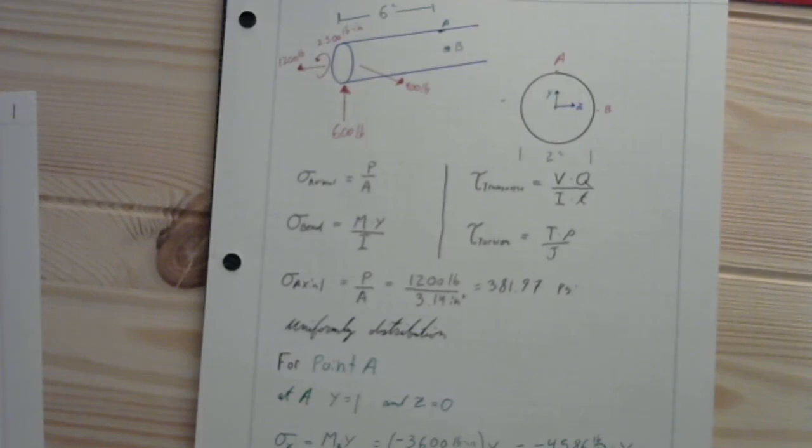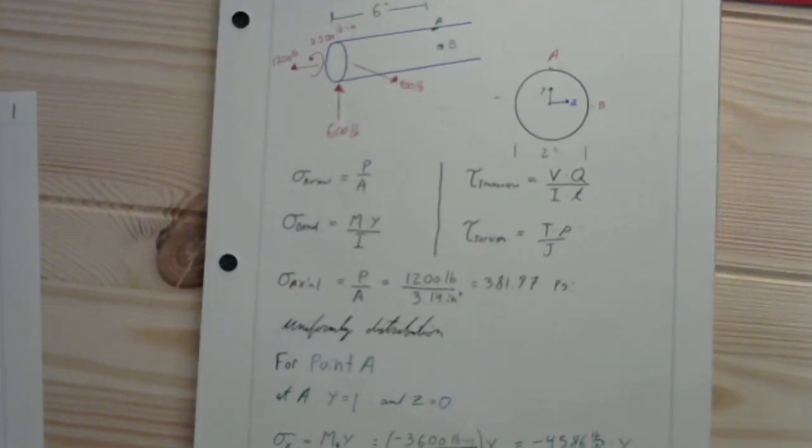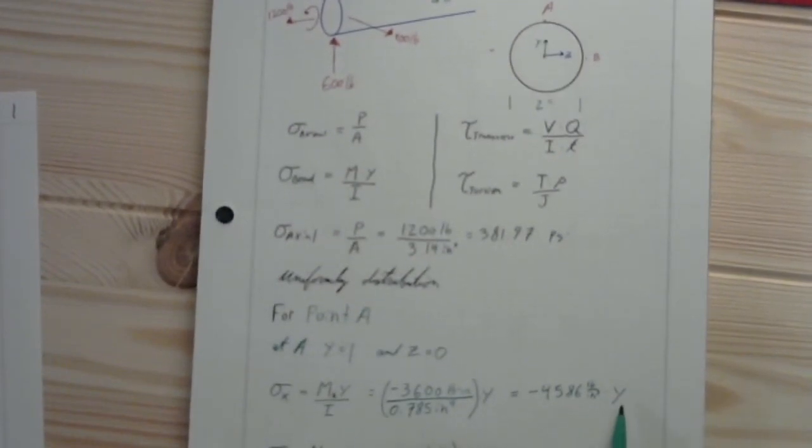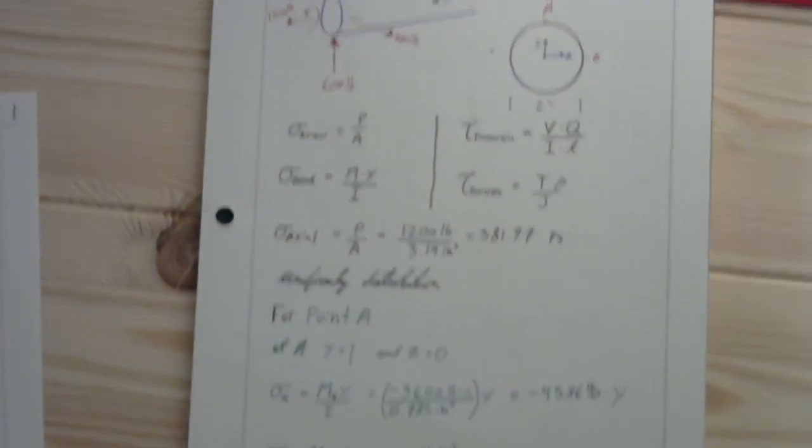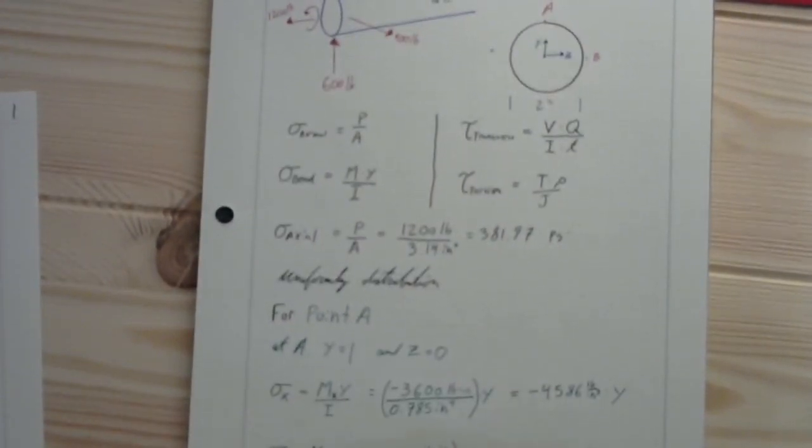So the normal stress at point A will be the sum of this and this, with 1 inch applied right here, because that's the point where A is. It's a 1 inch radius. Let's move on to looking at the shear equations.